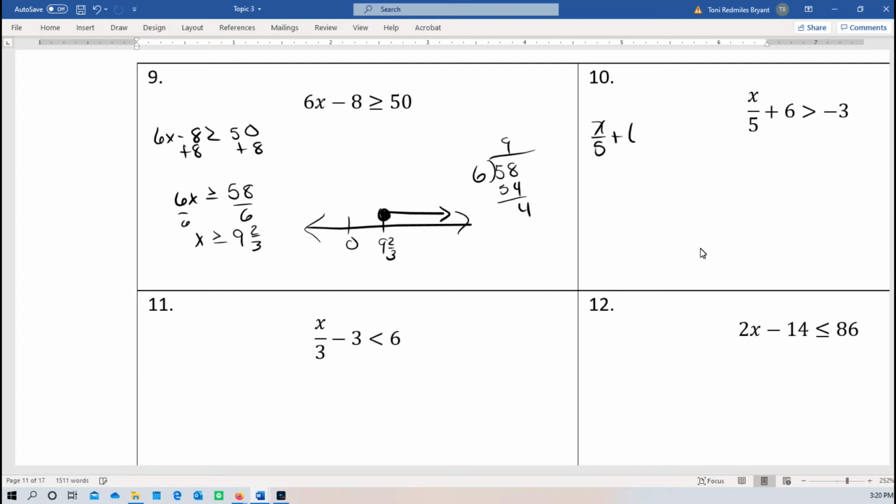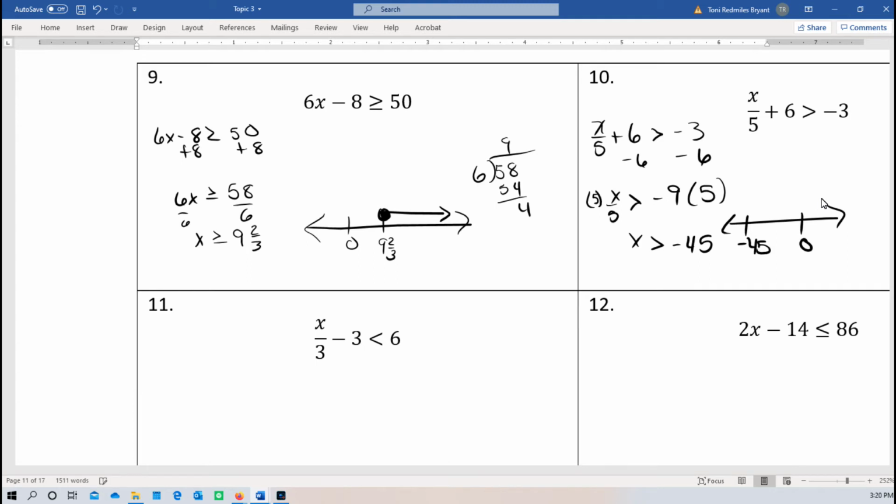All right, in this one, the 6 is being added to the x, so we have to subtract it. So x over 5 is greater than -9. Next thing is that opposite operation of multiplying the 5 on both sides. So now x is greater than -45. So when I graph it, it's not equal to, but it has to be greater. So it has to be 0, 1, 5, 100, all the values to the right.